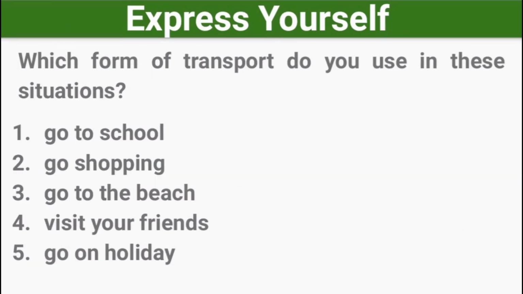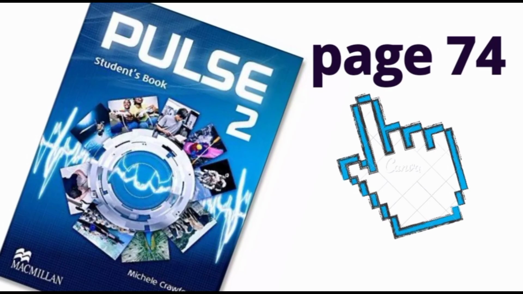Now, it is your time to express yourself. Which form of transport do you use in these situations? Here will be 5 phrases. I want you to construct a sentence for each phrase given. For example, here, go to school. I go to school by bicycle. You can pause as you write these 5 sentences. Or you can refer to Pulse 2 Student Book, page 74.